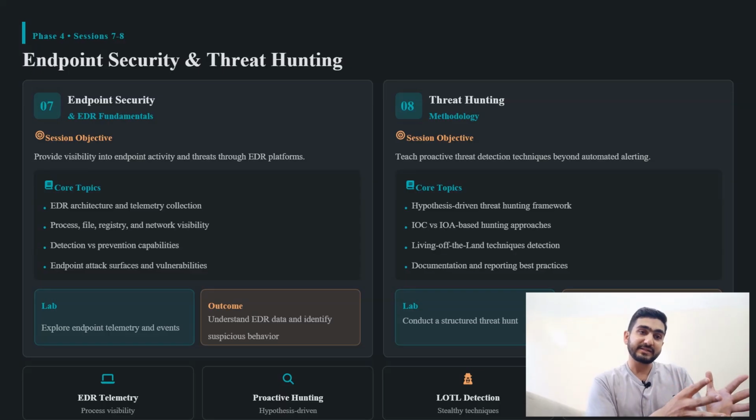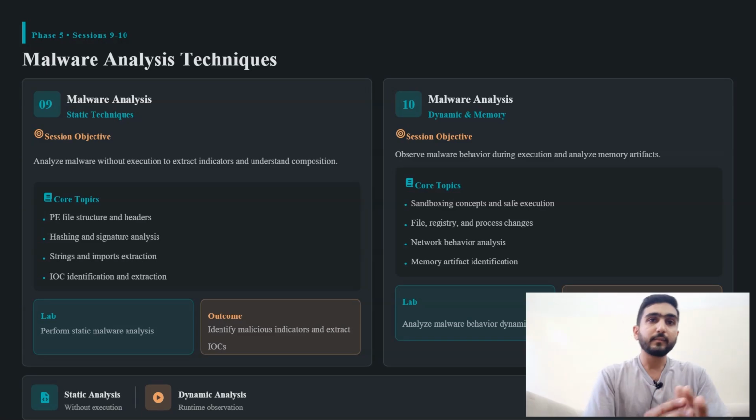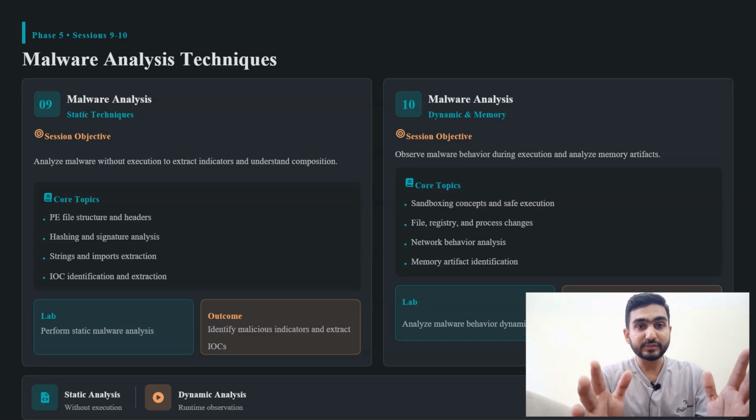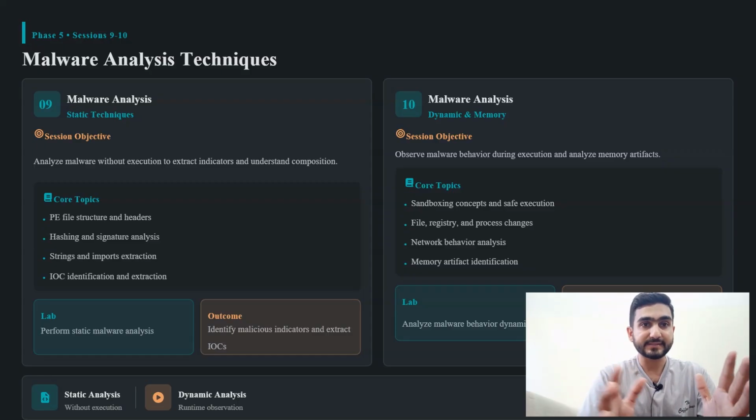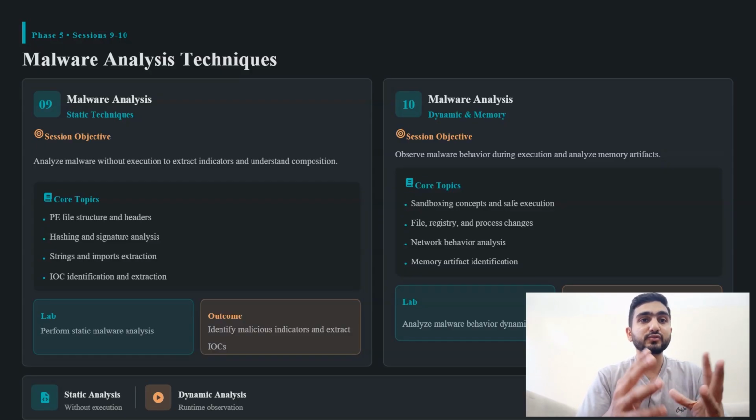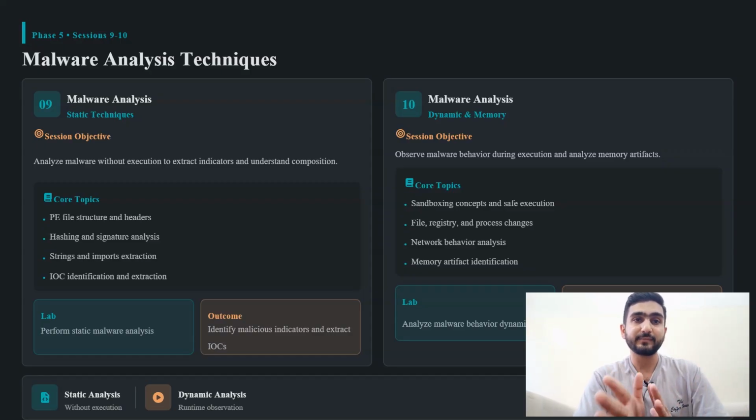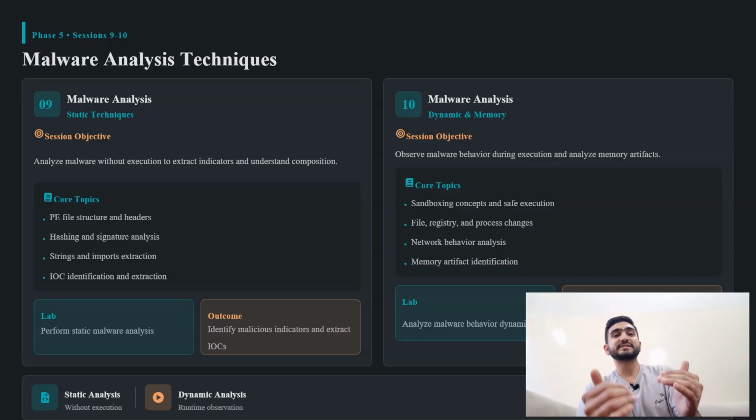There are specific team members who are looking for threats across the networks. Moving on to session number 9, we have an important area in blue team, which is malware analysis. There are different engineers who have expertise in doing malware analysis. Malware analysis has two techniques: one is the static technique and another is the dynamic technique. We will be covering both in different sessions.